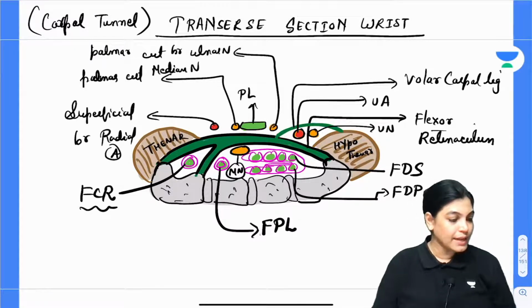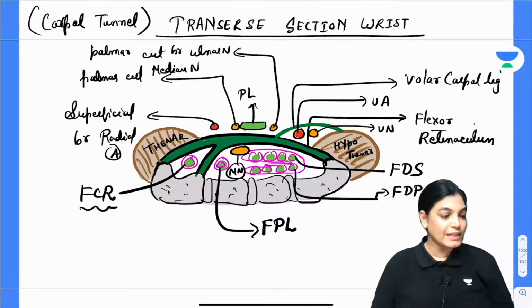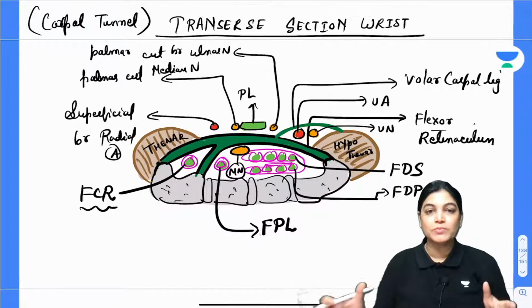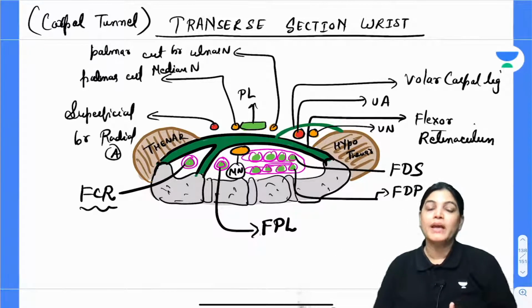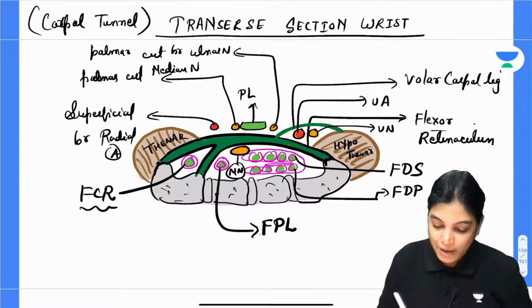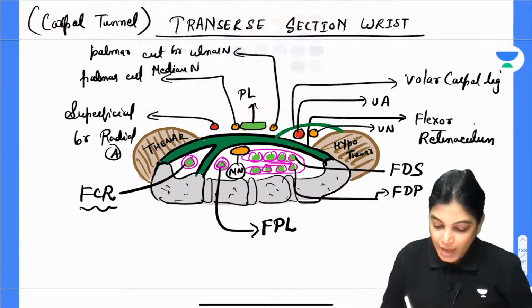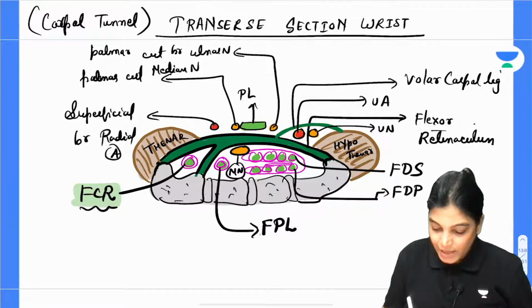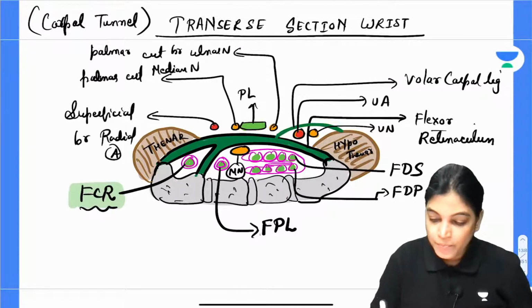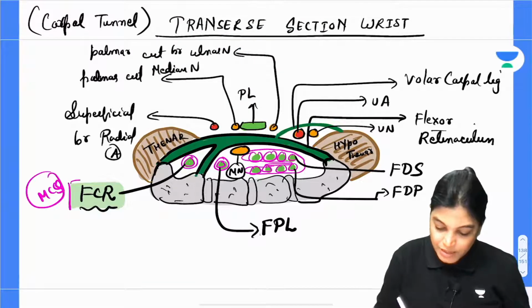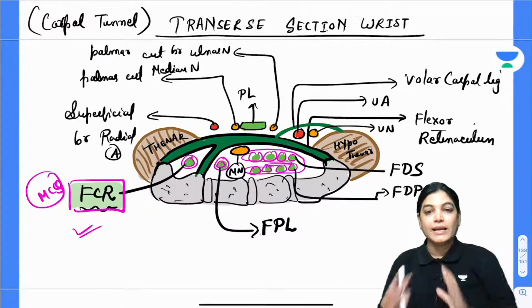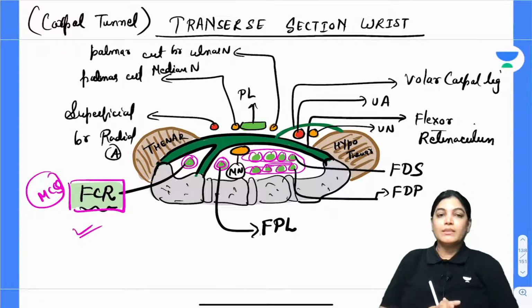Any doubt, everyone? You can clearly see the structures passing superficial and deep to flexor retinaculum, as you can see from medial to lateral. Many MCQs can be solved here, as FCR has been asked so many times in the MCQ. The important point is that FCR is one of the muscle tendons which is neither passing above nor below the flexor retinaculum.